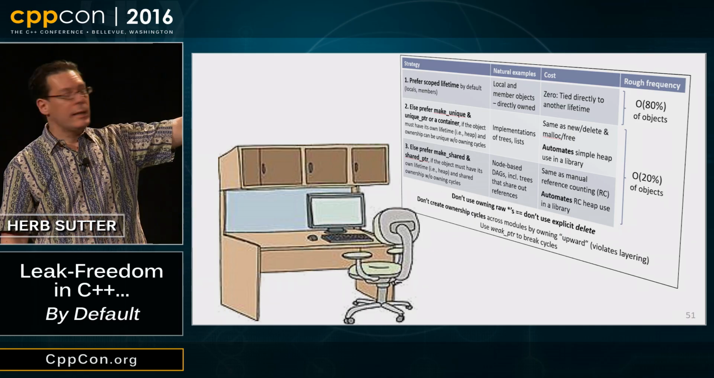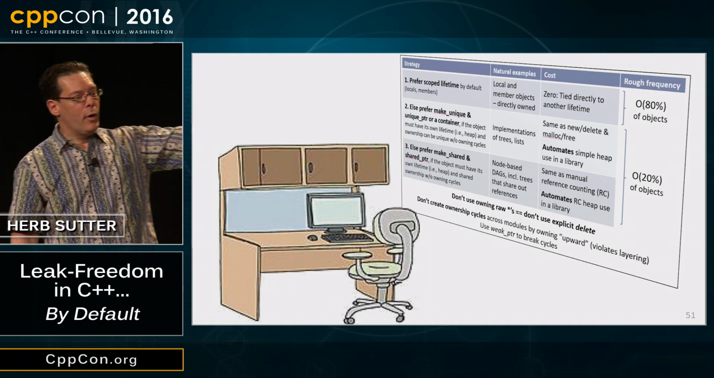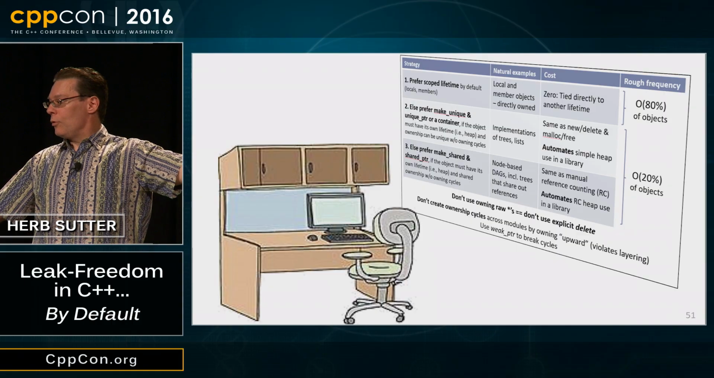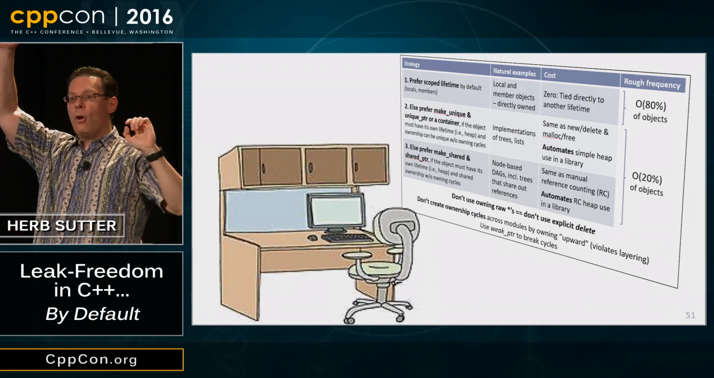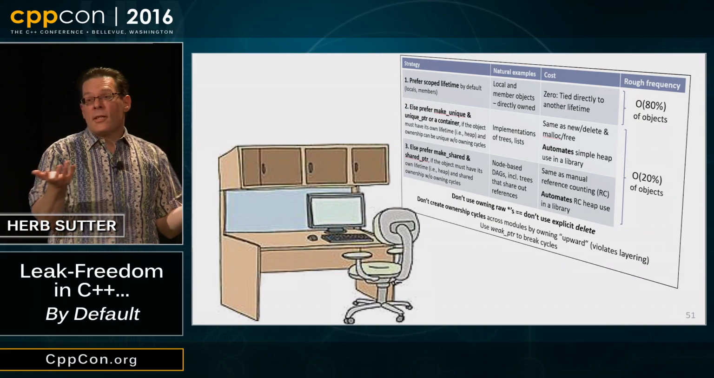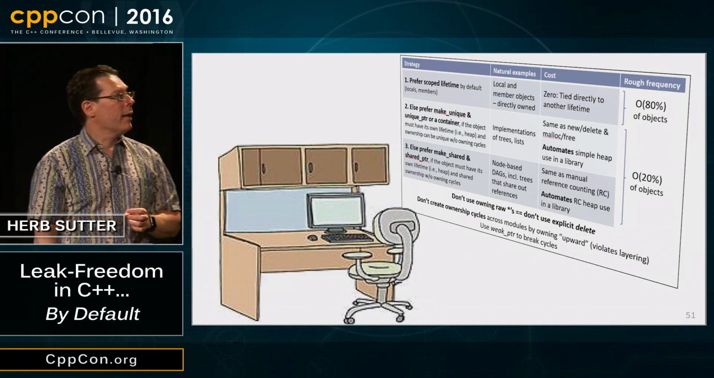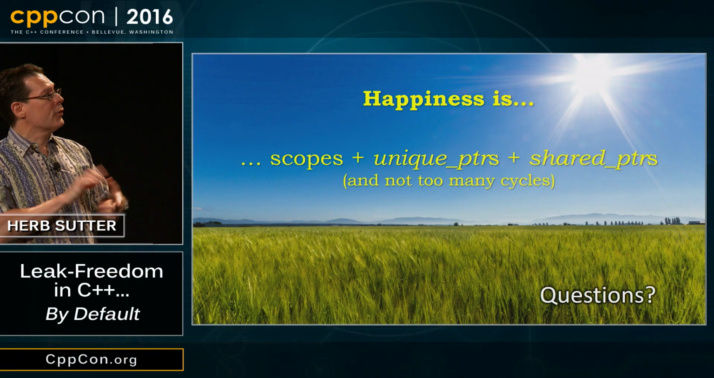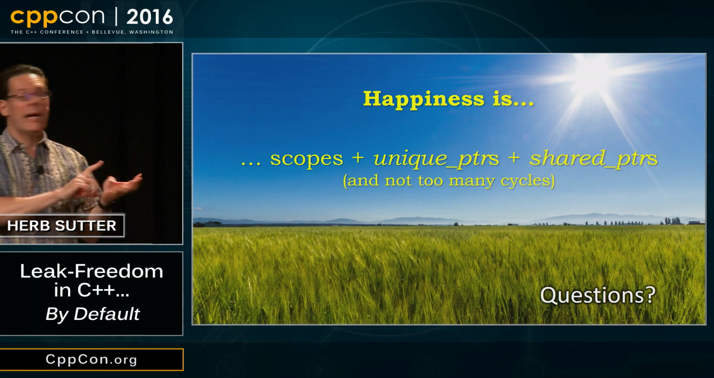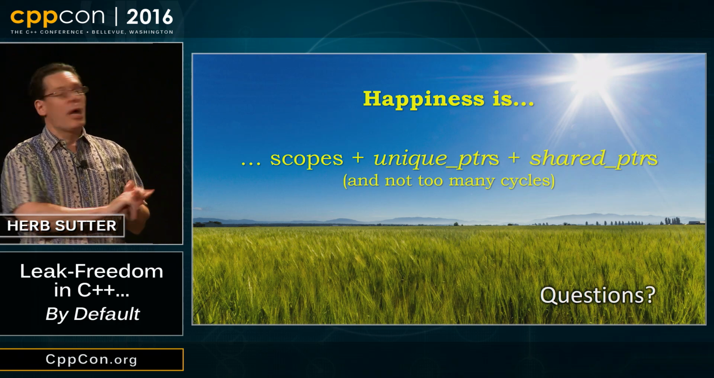But prefer to avoid delete and owning pointers and avoid ownership cycles, especially across modules, by preventing upward ownership. Don't store a strong owner in a callback. And that's a summary of lifetime in C++. So happiness is scopes first, unique pointers second, shared pointers third, occasionally weak pointer, and not too many cycles.